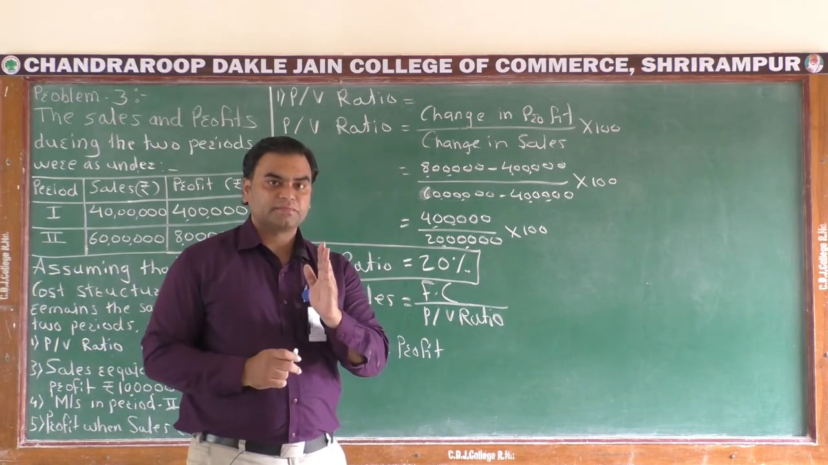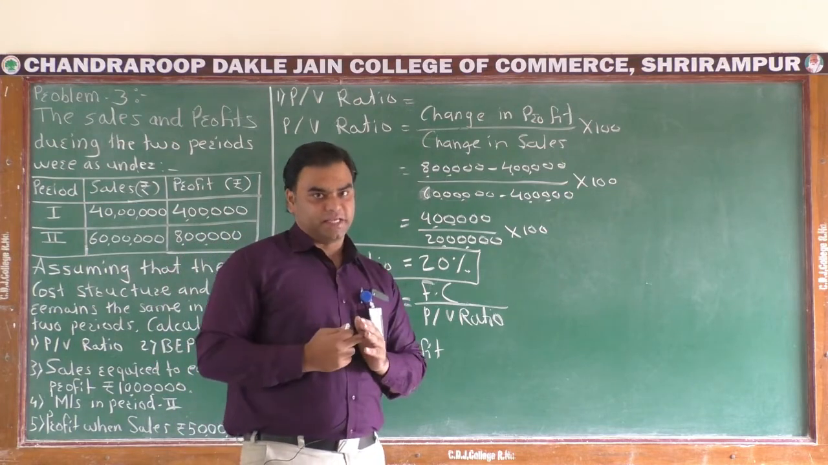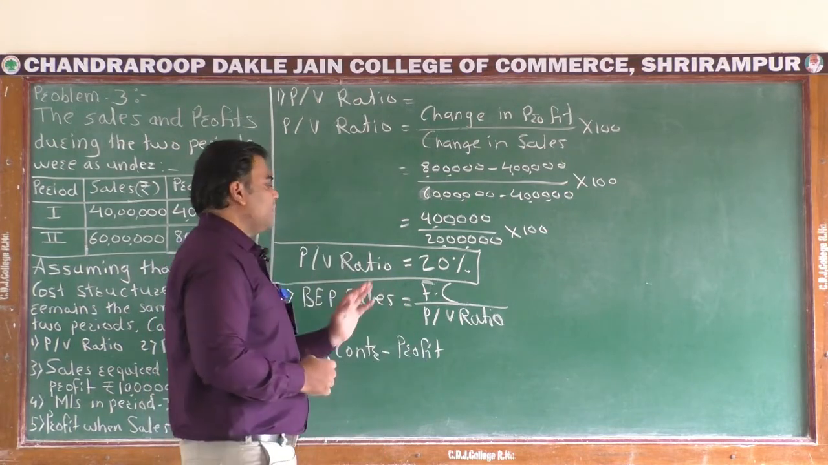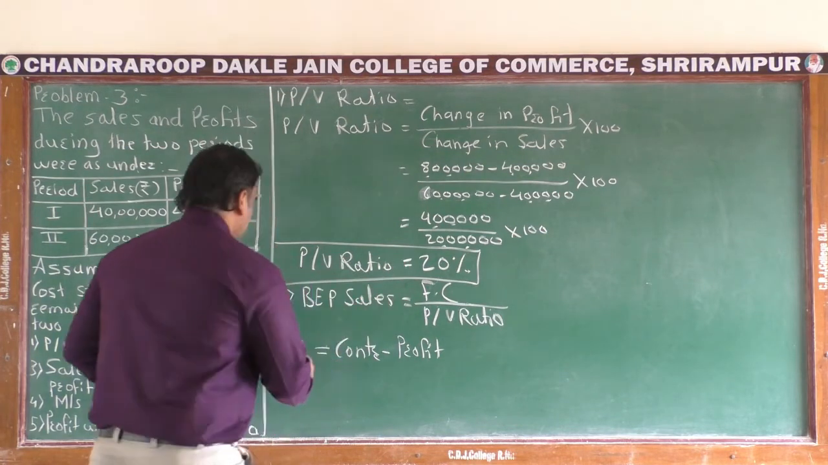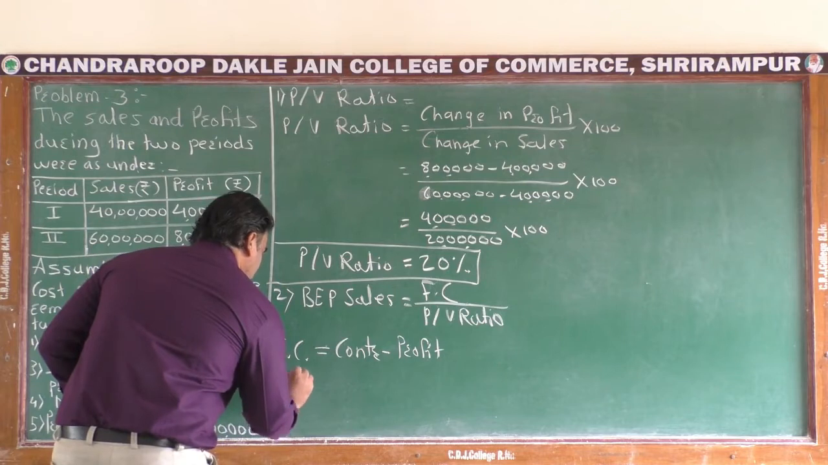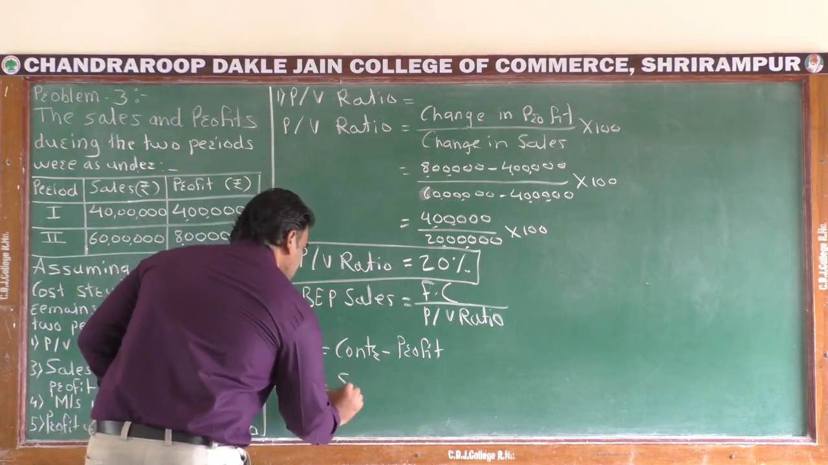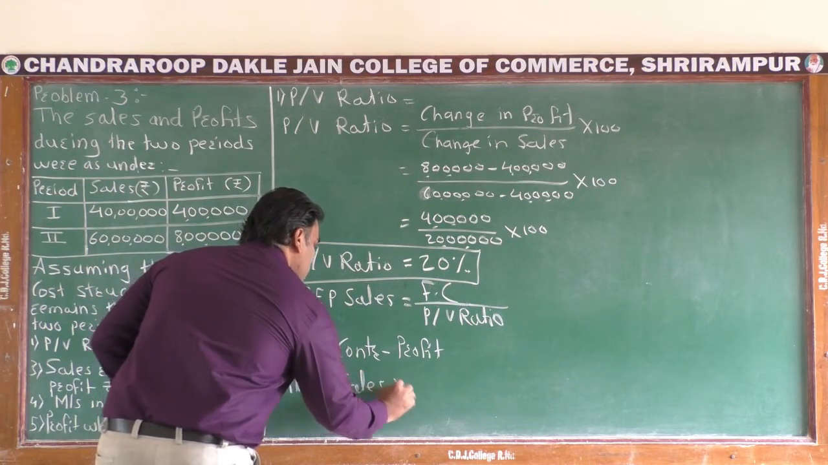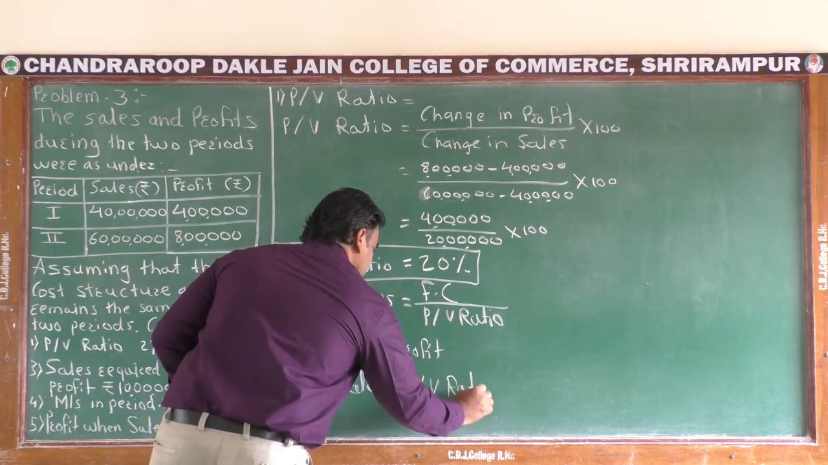It means contribution is 20% of sales. So when we multiply PV ratio and sales, we can get the amount of contribution. So contribution is equal to sales into contribution ratio or PV ratio.